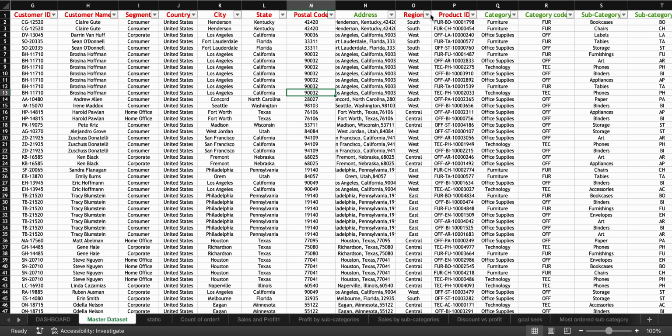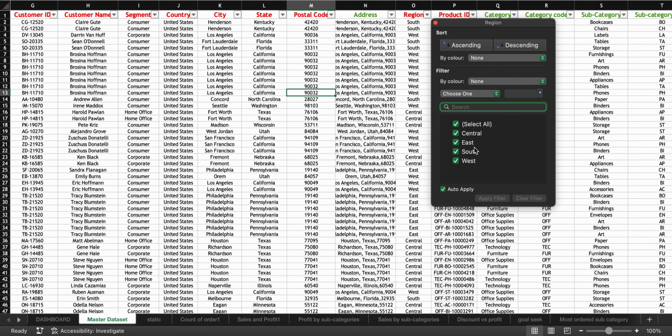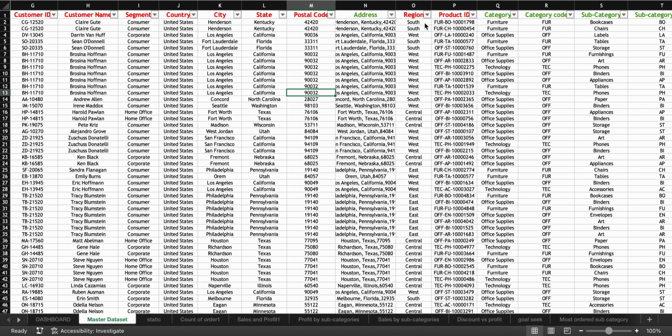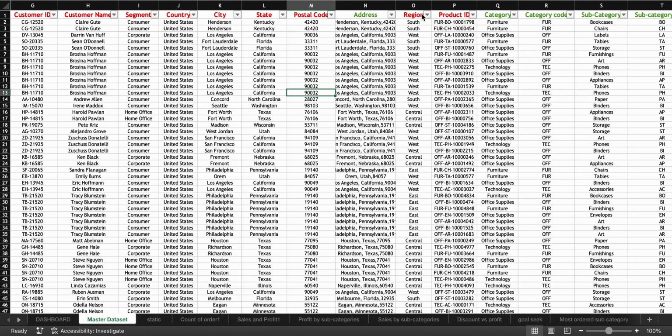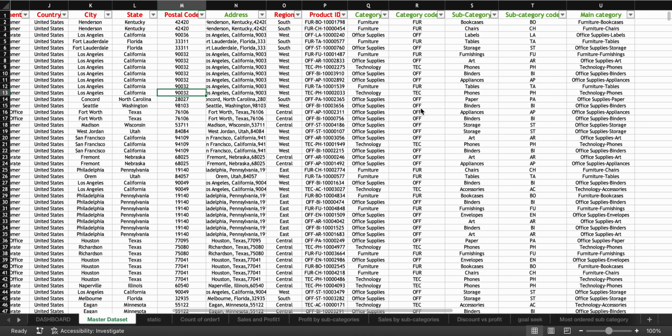Region is also crucial. There are four regions: central, east, south, and west. You can see that one region is missing, so there is no information about north here. So the four regions are there. It's important to see from which region we are getting a lot of sales and profit. That is also an important analysis that we will be performing further.